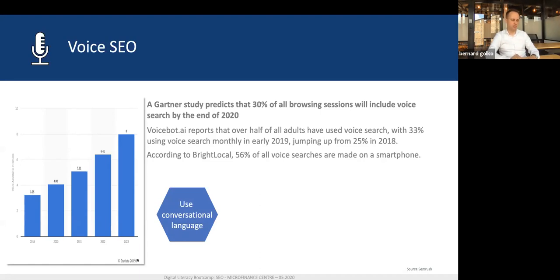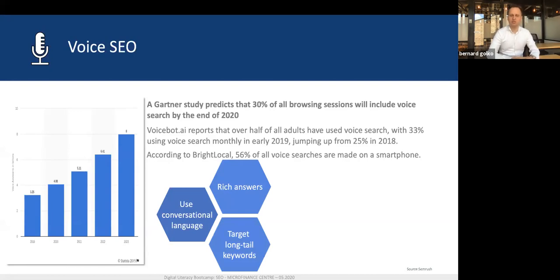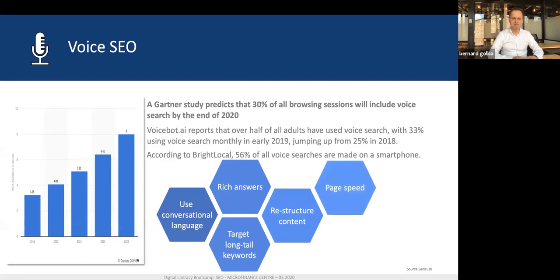To address this, you need to start implementing tactics that address not simple keywords or phrases, but use this conversational language. See how users are asking questions. Address those questions, address those phrases that they are using. Target long tail keywords and ensure that you have rich answers on your websites. Restructure the content towards these new channels. And again, page speed, local listing as priority, and attention to mobile.